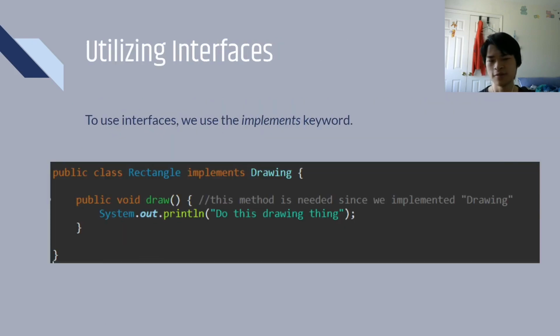Alright. So now when we create the class rectangle, it has to have the method draw because we implemented the interface drawing. So the abstract method is basically used as a template, and then when it's implemented into a class, then the class needs to have that method in there. And it defines its own body of code there. So, for example, here we have system.out.println, do this drawing thing, and that's what the rectangle does whenever the draw method is called. It's pretty cool.